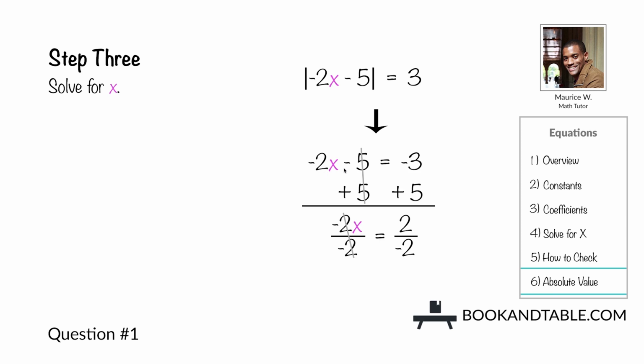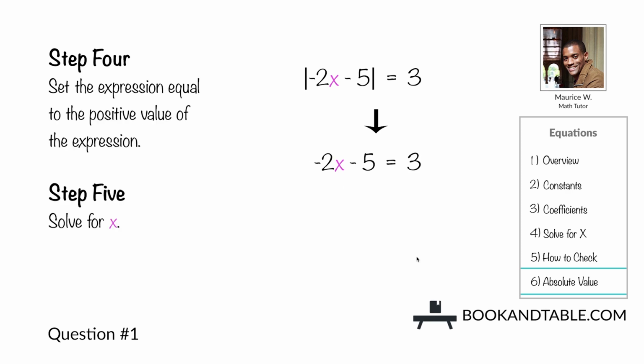So since we're subtracting 5 on the same side as our x, we want to add 5 to negate it. Keep the equation balanced, so you add 5 to the right side as well, leaving you with negative 2x on the left side and negative 3 plus 5, which is positive 2, on the right side. And then to remove the coefficient negative 2, you divide both sides by negative 2, leaving us with x is equal to 2 divided by negative 2, which is x is equal to negative 1. So this is the first answer that we get for question number 1.